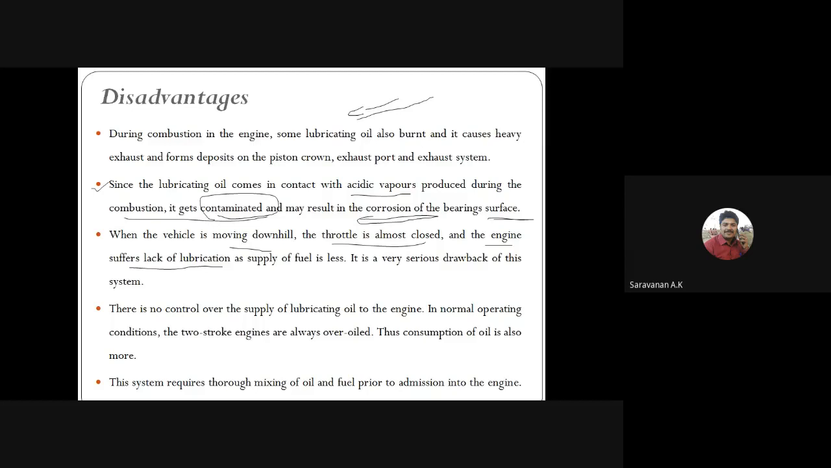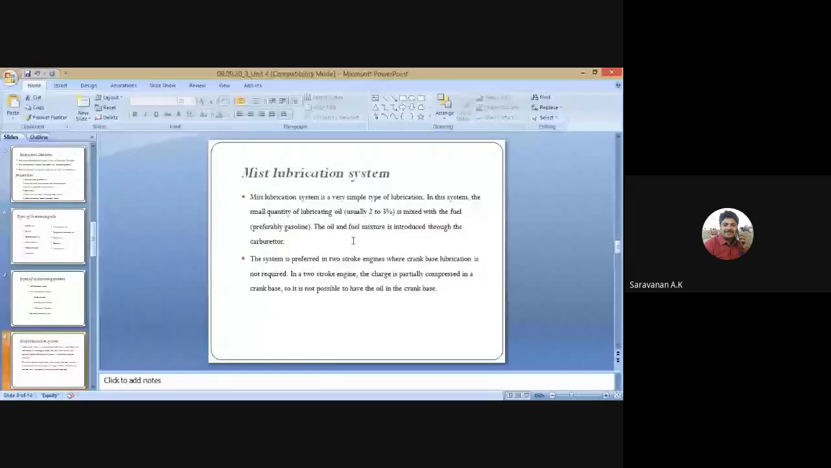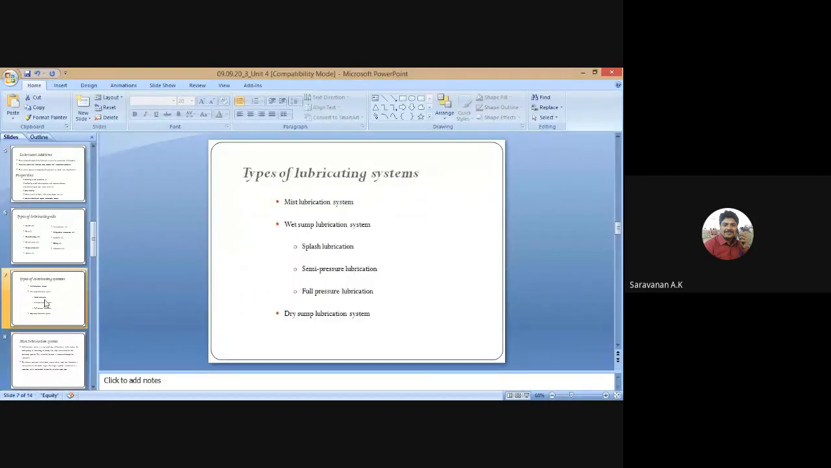And then the consumption of oil is very high. Why? Because in a two-stroke engine under normal working conditions, it may be over-oiled, so the consumption of oil is very high. These are all the disadvantages of the mist lubrication system. Because of these disadvantages, we prefer other lubrication systems.